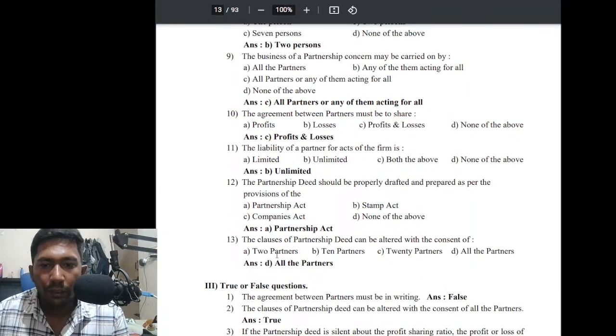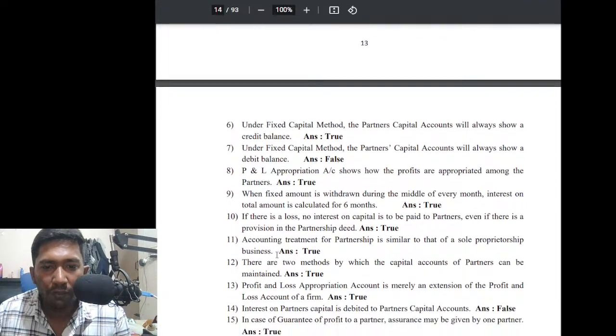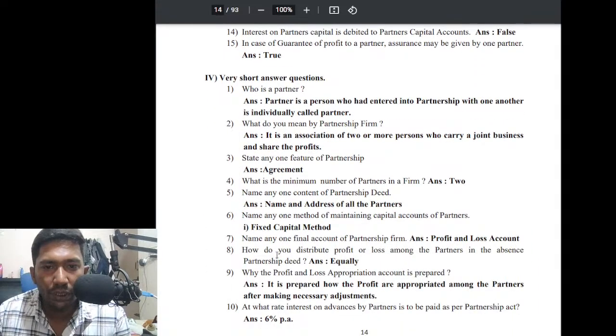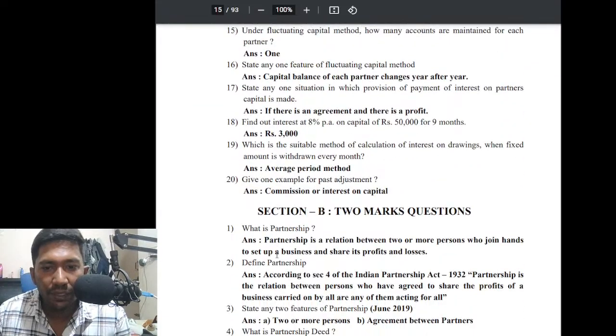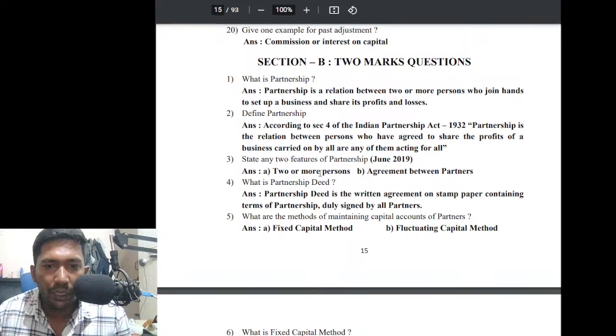Okay, guys. Then next we have is the same thing they have asked for in fill in the blanks, match the following, everything. You can just go through this. We'll just see the 2 mark questions. See here, in a 2 mark question they are asking what is the meaning of partnership. So partnership is a relation between two or more persons who join hands to set up a business and share its profit. Okay, so define it; both are the same thing you can write.